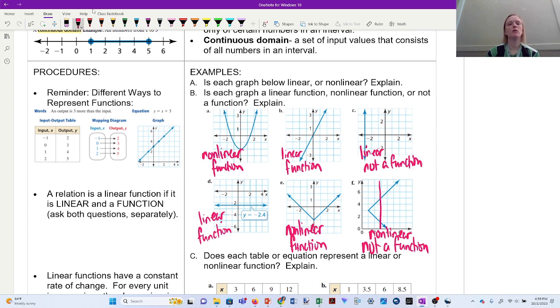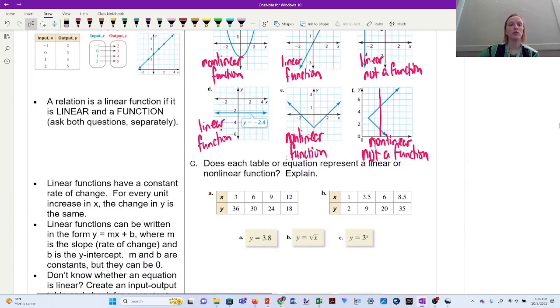Now, from a graph, it's pretty easy to tell if you have a straight line or not. But what about if you have a table or an equation representing a function? How do you know then whether you have a linear or a nonlinear function? This is where that definition that linear functions have a constant rate of change comes into play. So what we're going to do is look at the change in x as we look at each input and output value.